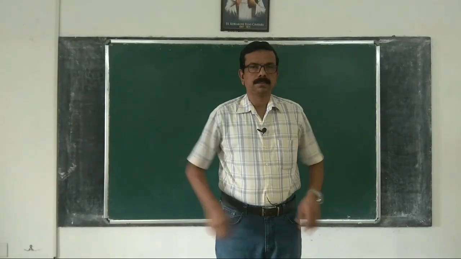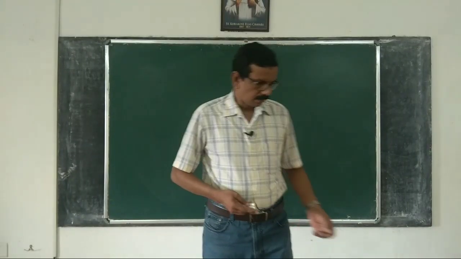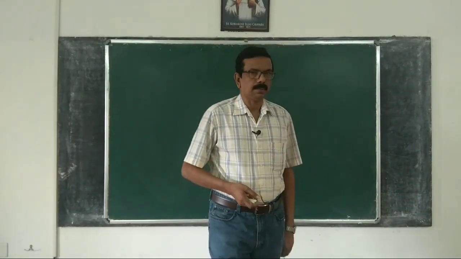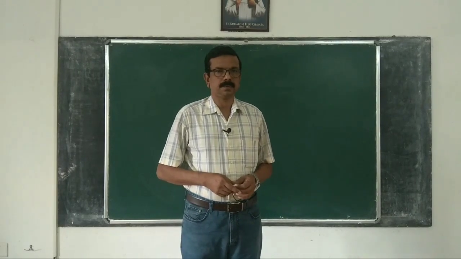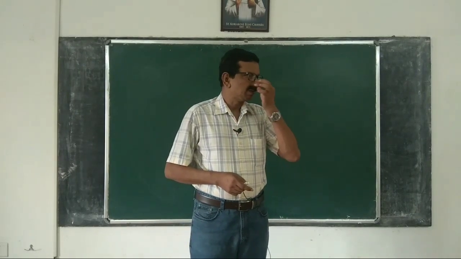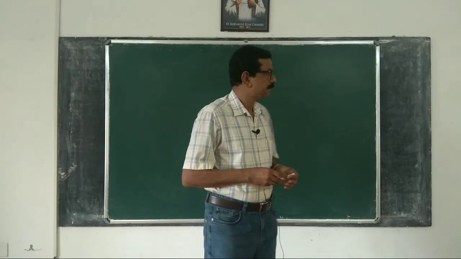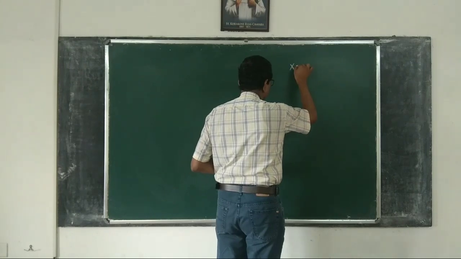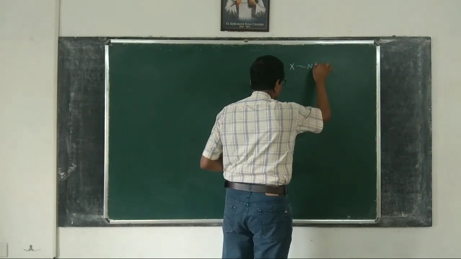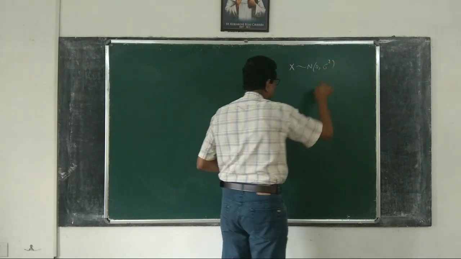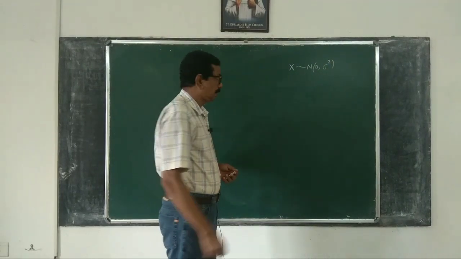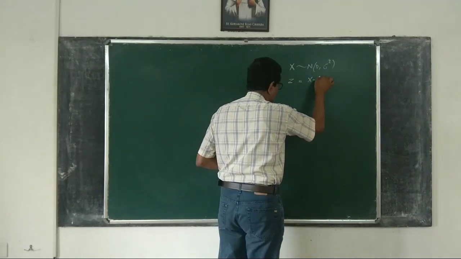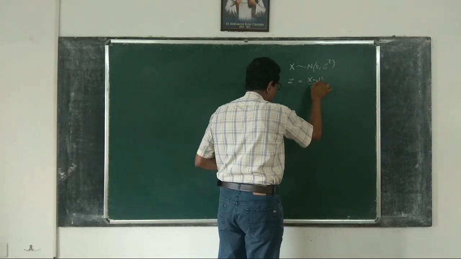Dear students, today we continue our discussion of the probability distributions. In the last class, we discussed the normal distribution, and Z equals x minus mu by sigma.